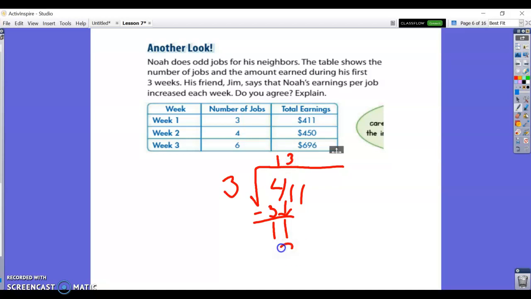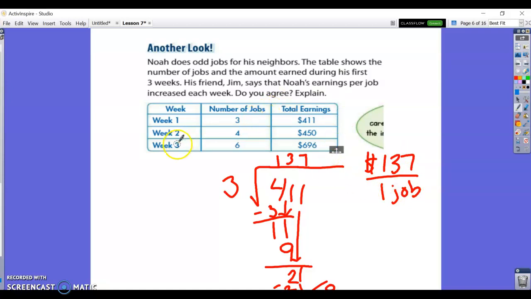and 3 times 3 is 9, so I'm going to subtract 9 from 11, which gives me 2. And I know that 3 cannot go into 2, so finally I have to bring down my last digit, which is a 1, and that gives me 21. 3 goes into 21 7 times. Okay, and if I multiply 3 times 7, that gives me 21. Sorry, I'm running out of room. And that leaves me with 0 as a remainder. So Noah earned $137 per one job. Okay, and that's for week 1.